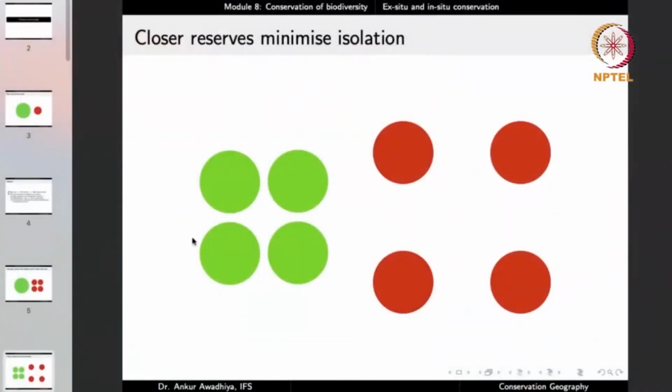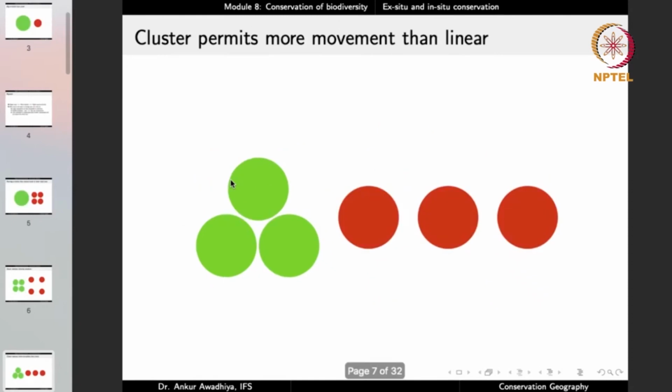So given a chance, always prefer to make close reserves that minimize isolation. Not just close, cluster them. A cluster permits much more movement than a linear arrangement of reserves. Now in all of these cases what we are trying to do is negate the effects of the small population dynamics by creating movements between different populations so that they behave like a large population.